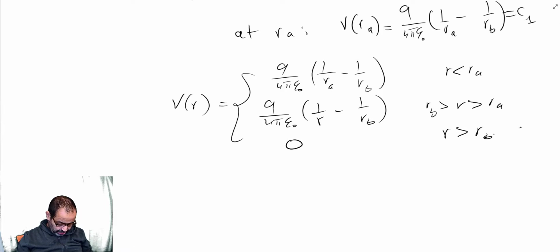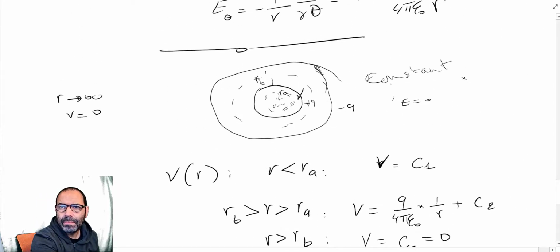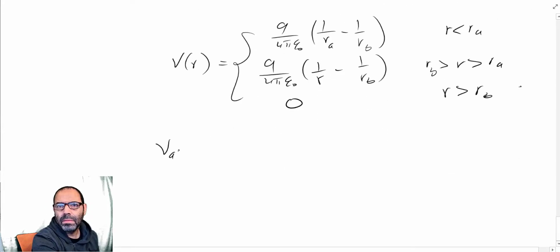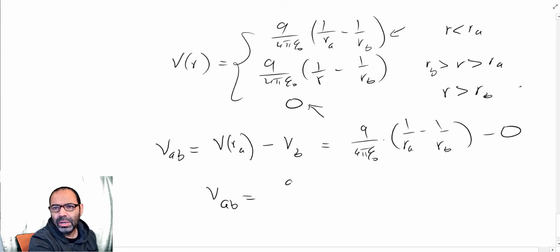Next, show that the potential of the inner sphere with respect to the outer sphere is this much. We want to find the difference in potential between the inner sphere and the outer sphere. I know the potential in here, it's V sub RA, and I know the potential in here, it's actually 0. So the difference in potential between A and B is the potential at RA minus the potential at B. So it's going to be Q over 4 pi epsilon naught times 1 over RA minus 1 over RB, minus 0. And that is exactly what we're supposed to show, that VAB is equal to Q over 4 pi epsilon naught times 1 over RA minus 1 over RB.